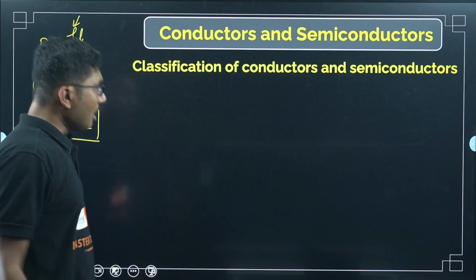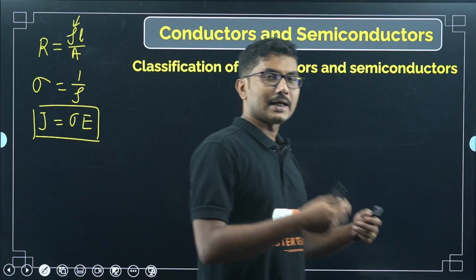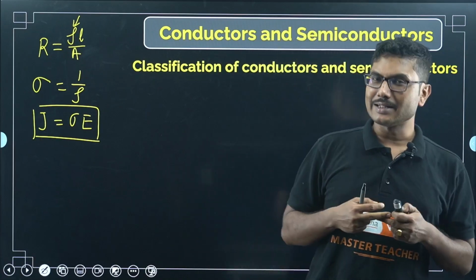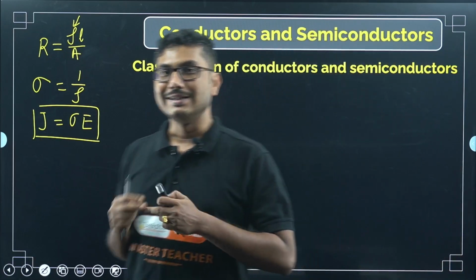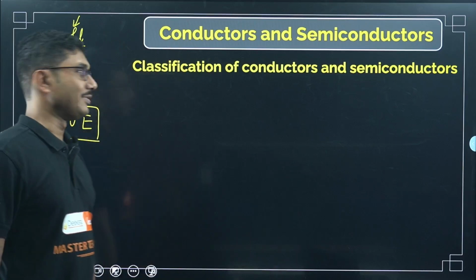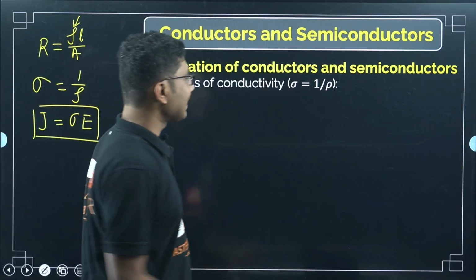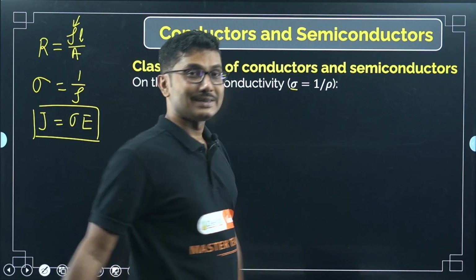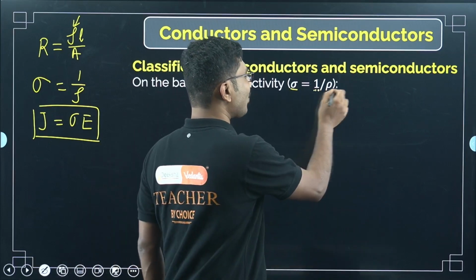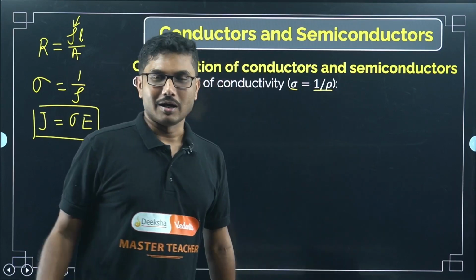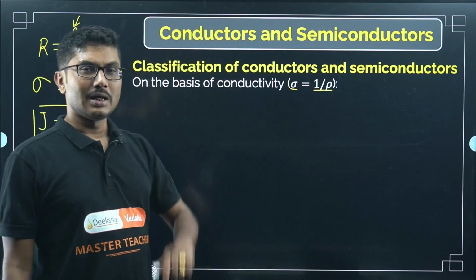Now we will define conductors, insulators and semiconductors based on this conductivity and resistivity. Conductivity is denoted by sigma and resistivity is rho; rho is resistivity, sigma is conductivity.